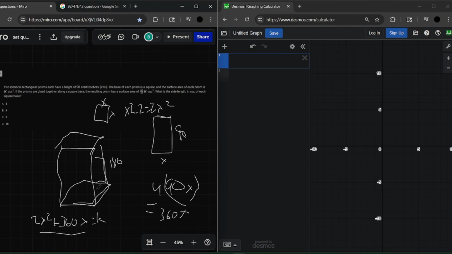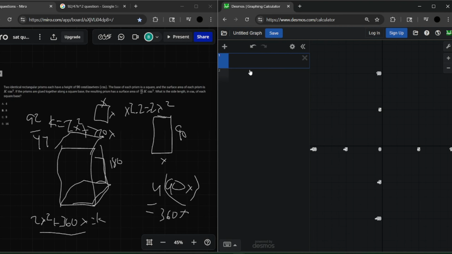If it's 180, we're saying this surface area of 92 over 47k is equivalent to 2x squared plus 720x. The reason we're doing this is because 92 over 47k is equivalent to the actual surface area of the larger prism, which is going to be the same for the squares, but for the rectangles, because we're gluing together two heights, 90 plus 90 is 180, and then 180 times 4 is 720. So this is essentially our expression.